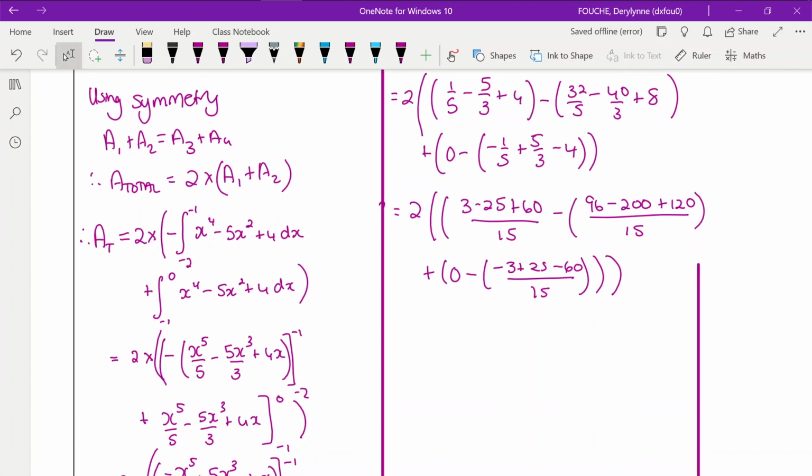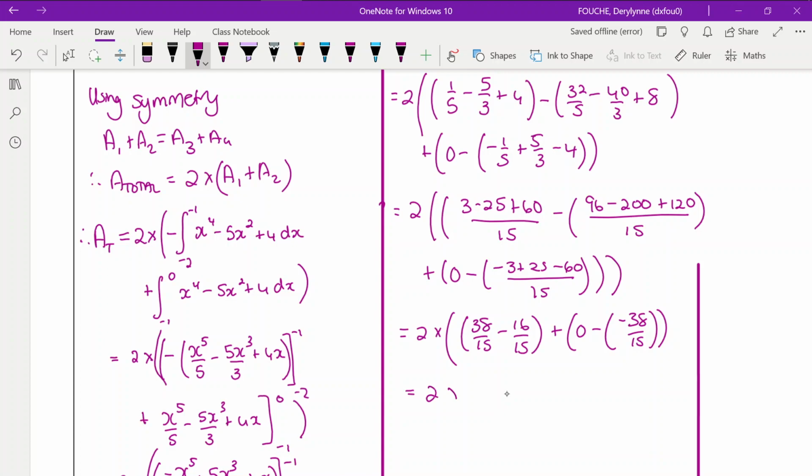Okay, and then we have still 2 multiplied by, maybe we can get it onto one line now, 38 over 15 minus 16 over 15 plus 0 minus negative 38 over 15, and that's going to be 2 multiplied by 60 over 15, and when we work that out we get 8 square units.